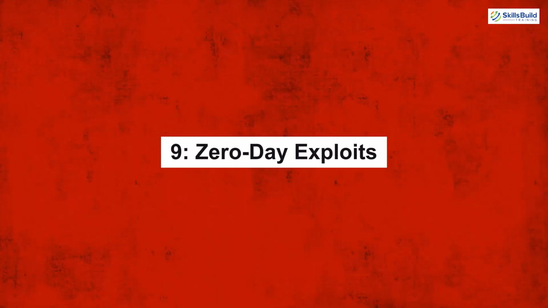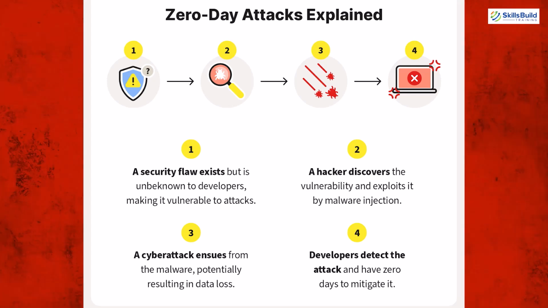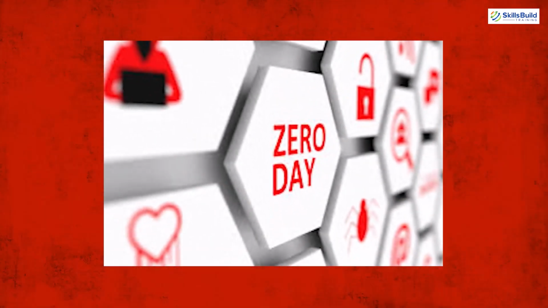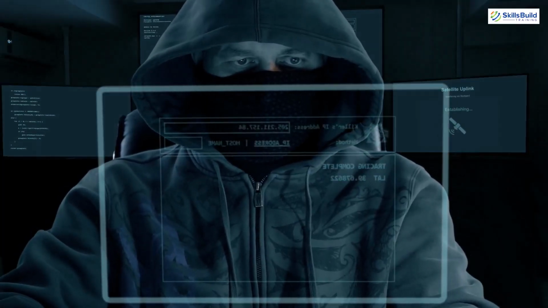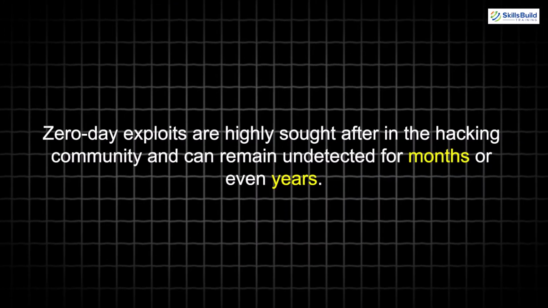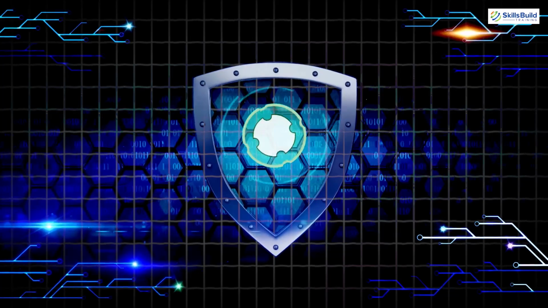Type 9. Zero-day exploits. We have the elusive and dangerous zero-day exploit. A zero-day exploit takes advantage of an unknown vulnerability in software or hardware, something the developers have no clue about. Because these vulnerabilities haven't been discovered or patched, hackers can use them to bypass security measures and gain access to your system or account. Zero-day exploits are highly sought after in the hacking community and can remain undetected for months or even years. Always keep your software and devices updated to protect against these hidden threats.